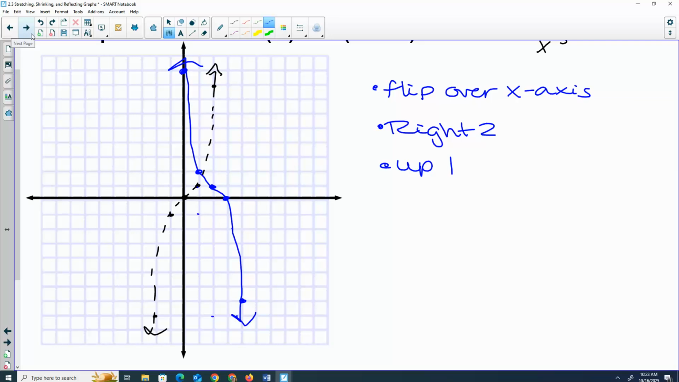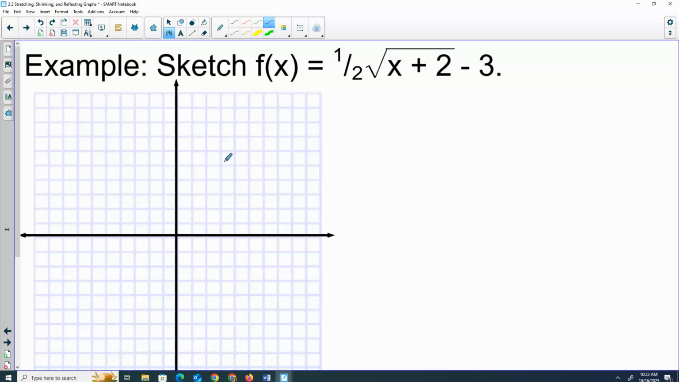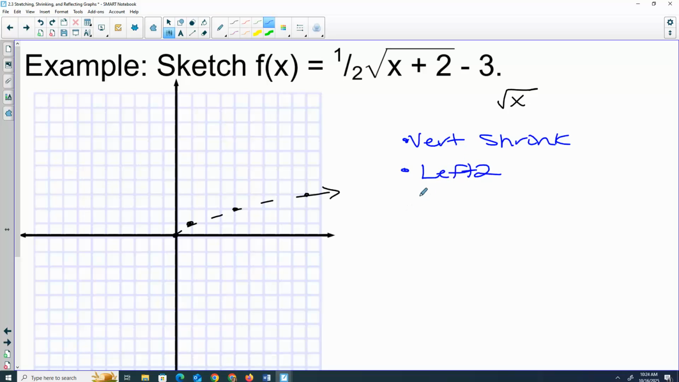Questions on that one? Okay. Our last one for today. Here is my function. What does the parent function look like? Square root of x. So the square root of 0 is 0. 1, 1. 4, 2. If you wanted, you could do 9, 3. Okay, what will the 1/2 do? What's the plus 2? And the minus 3?